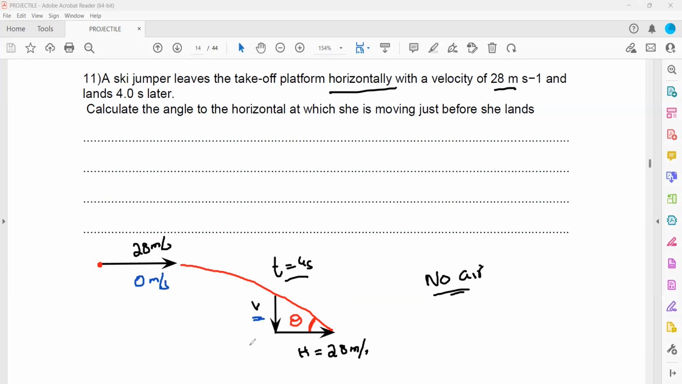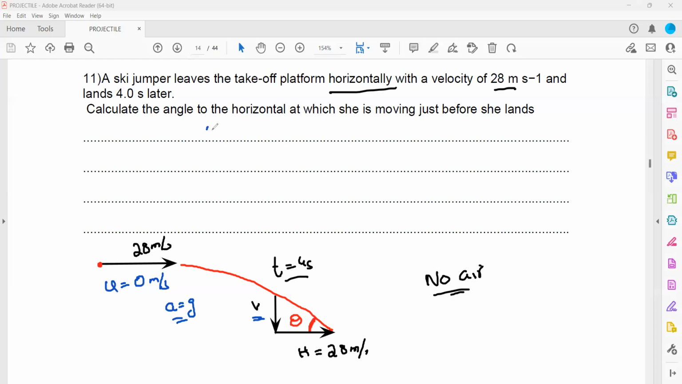The final vertical component is v. The time is 4 seconds. And when the object is moving in the direction of gravity, it will accelerate due to gravity, which is 9.8. So first we'll find the vertical component. Initial vertical is 0, final vertical is v. So how do we work out v?